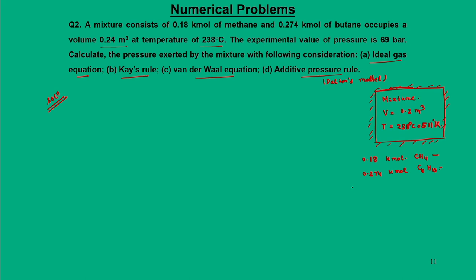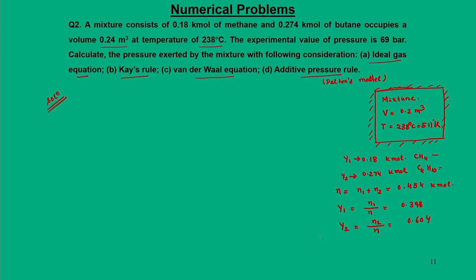Now, first thing that we need to find out, what is the total number of moles? N is equal to N1 plus N2. If you sum it up, this is 0.454 kilomole. Then we can find out Y1 and Y2. Y1 stands for methane, Y2 stands for butane, C4H10. Y1 is equal to N1 by N, that is 0.396, and Y2 is equal to N2 by N, that is 0.604. So, these are the common data we get.